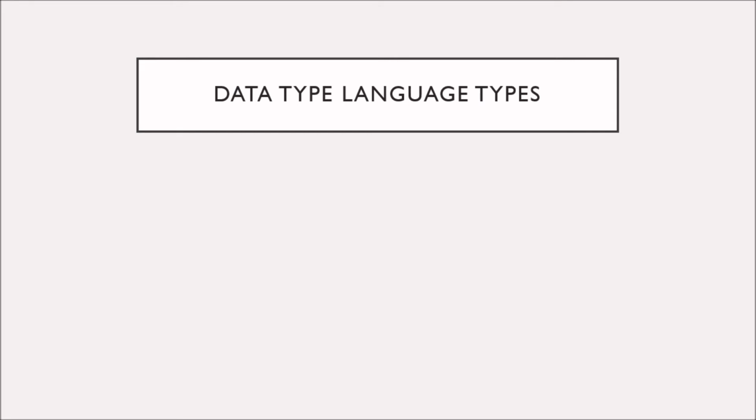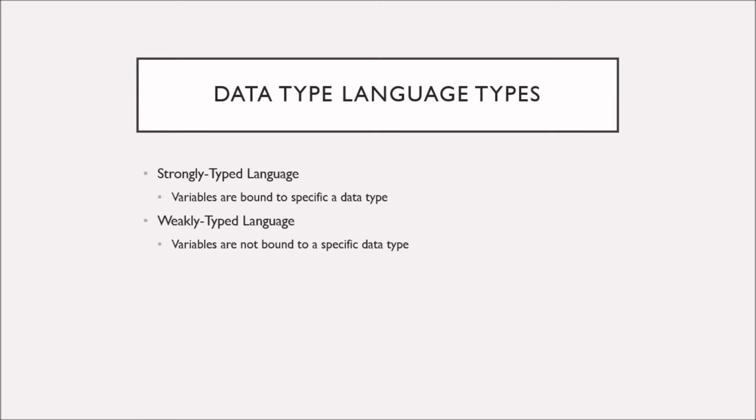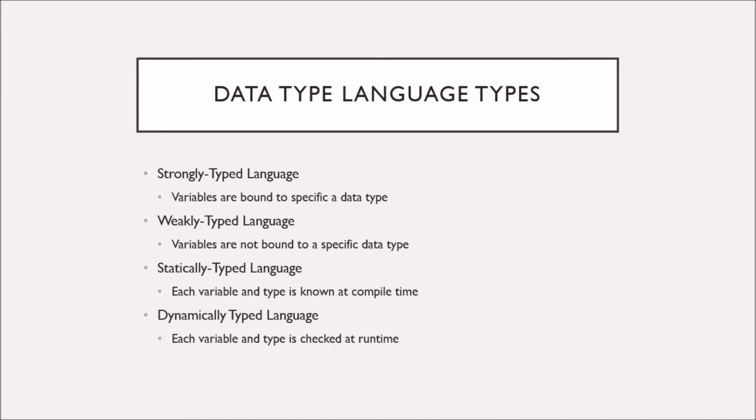Different languages handle data types in different ways. Two types are strongly typed and weakly typed languages. In a strongly typed language, variables are bound to a specific data type, whereas in weakly typed languages, the variables are not. There's also statically typed and dynamically typed languages. In statically typed, each variable's type is known at compile time, whereas in dynamic, each variable's type is not checked until runtime.